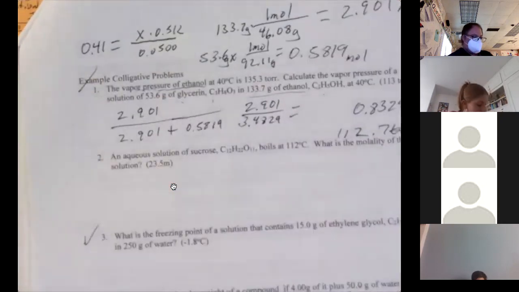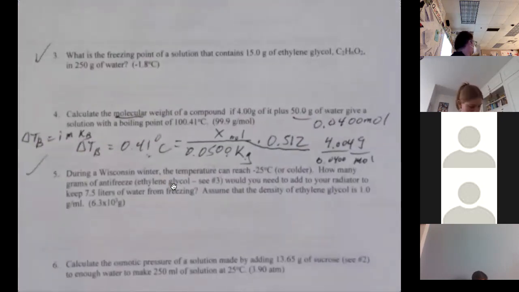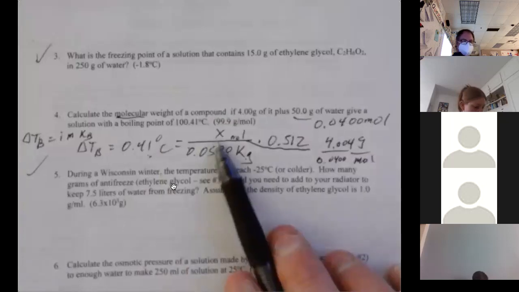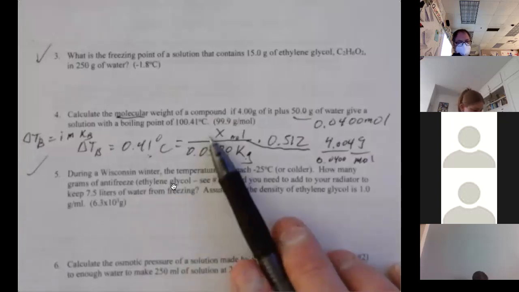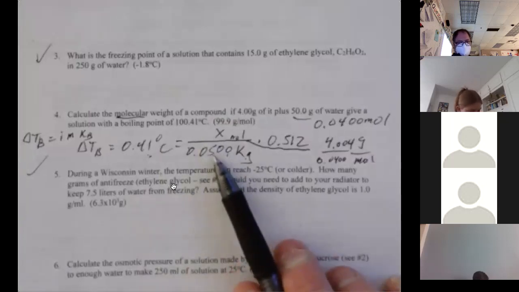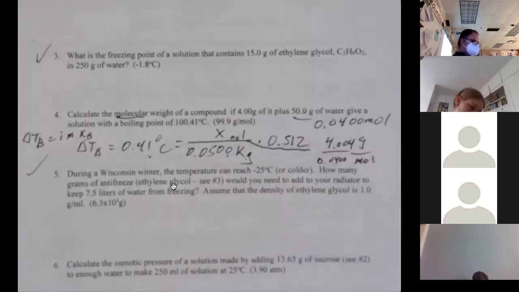Oh, okay, that makes sense. What is the name for that algebra? You want to isolate X. Math teachers have so much better ways of saying that than me. Yeah, isolate the variable. So we multiply both sides by 0.05 and divide by 0.512. Okay, thank you.